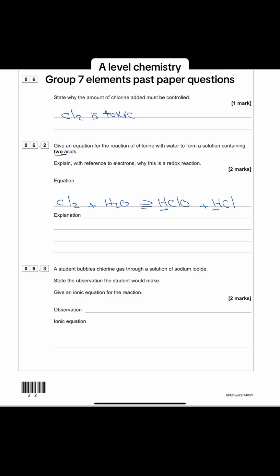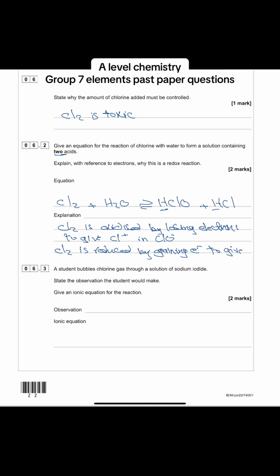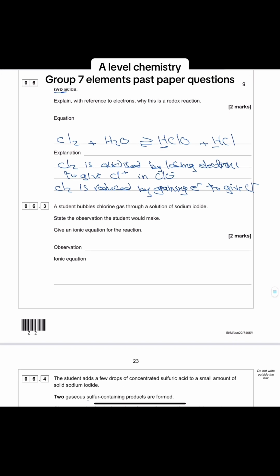Then they ask you to explain with reference to electrons why this is a redox reaction. So this is a disproportionation reaction. Chlorine has been oxidized and reduced. So first, chlorine is oxidized by losing electrons to give the chlorine in chlorate(I). And chlorine is reduced by gaining electrons to give the chloride. So this is how to answer this particular question.